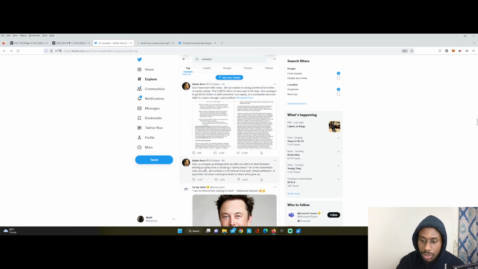"Also, a company as distinguished as AMC shouldn't let Wall Streeters wishing us harm drive us to being a penny stock." Seems like he knows something is up. "So in the shareholder vote, you also can consider a 1 to 10 reverse stock split. Simple arithmetic. If approved, the share count goes down, so share price goes up."